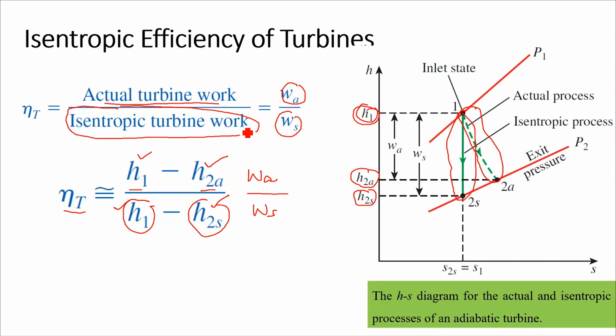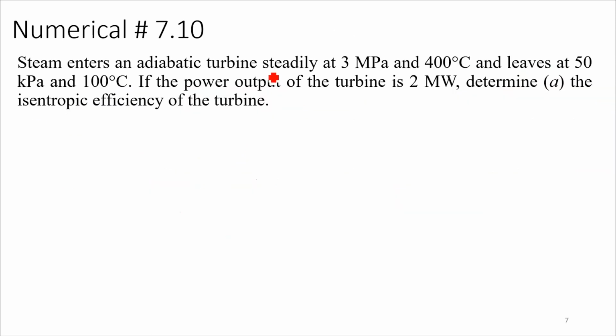Now let's have a look at the isentropic efficiency of a turbine. It says that steam enters an adiabatic turbine steadily at 3 megapascal and 400 degrees centigrade. This is state 1. It leaves at 40 kilopascal and 100 degrees centigrade. This is your actual state 2, which I'll represent as 2A. If the power output of the turbine is 2 megawatt, you have to determine the isentropic efficiency of the turbine.